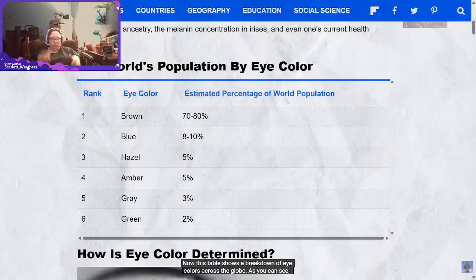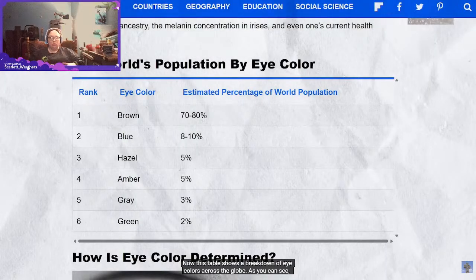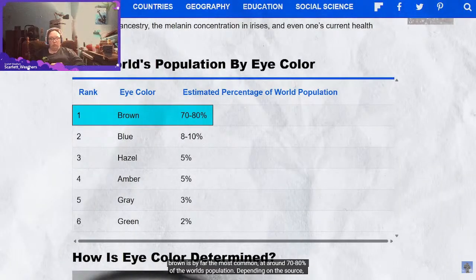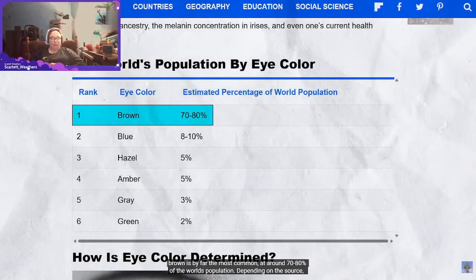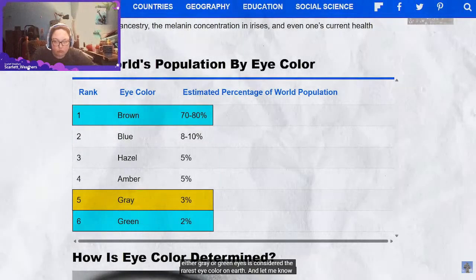Now look at this table. It shows the breakdown of eye colours across the globe. As you can see, brown is by far the most common, at around 70 to 80% of the world's population. Depending on the source, either grey or green eyes is considered the rarest eye colour on earth.